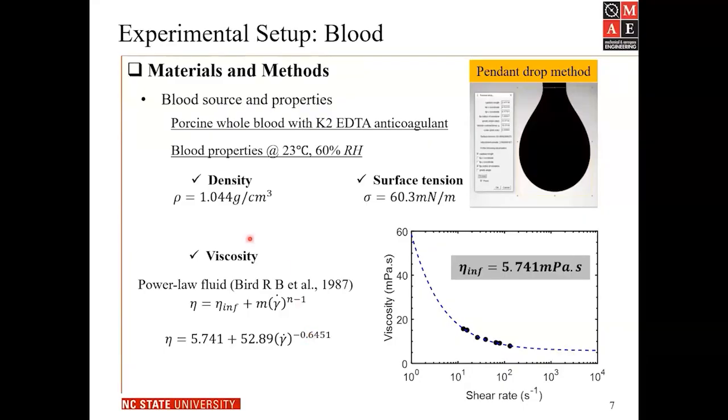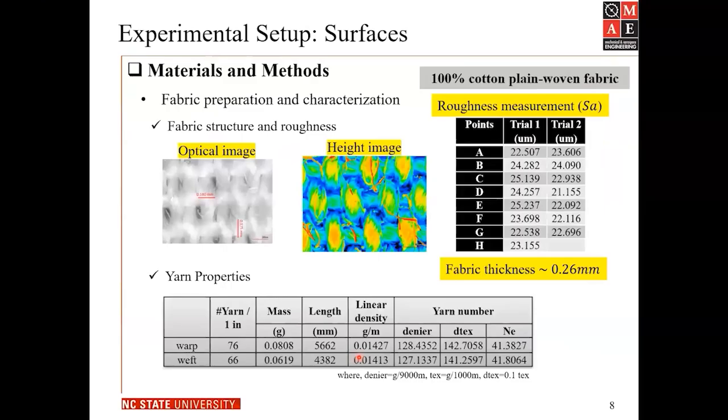The fluid we use is blood, and the blood comes from porcine whole blood. We measure the density, surface tension, and viscosity in our lab. The surfaces we used include plain woven fabric, twill fabric, as well as jersey knit fabric. We characterize the structure and roughness of all the fabrics, and we also measure the yarn properties of all the fabrics. This can be used in later analysis.